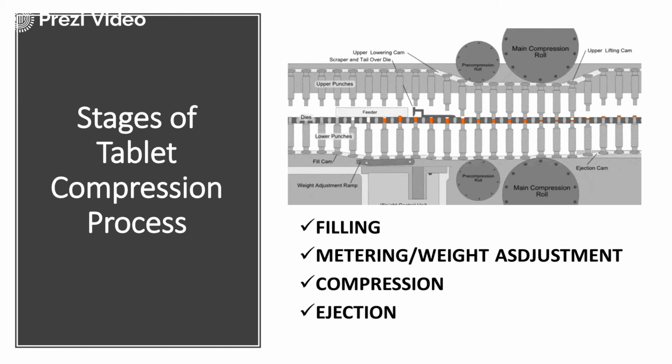You can see that the upper punches and lower punches are in place, and they go through the pre-compression roll followed by the main compression roll. In the pre-compression roll, the weight adjustment is done, and in the main compression roll the tablets are compressed. The upper lifting cam guides the upper punch to go up, and finally the ejection cam helps in the ejection of the tablets.